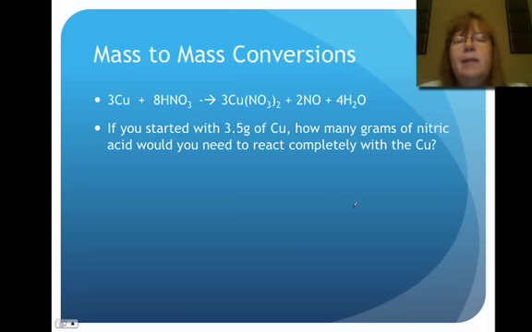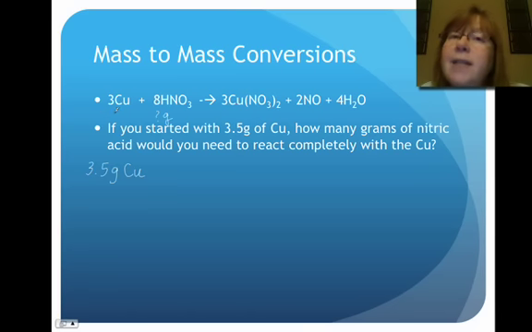So I looked for a balanced equation that had some pretty odd coefficients. So here we've got copper metal, and if you put it in nitric acid, you will get copper 2 nitrate, nitrogen monoxide, and some water. So let's go ahead and start with 3.5 grams of copper. And the question is asking us how many grams of nitric acid do we need to react with that copper?